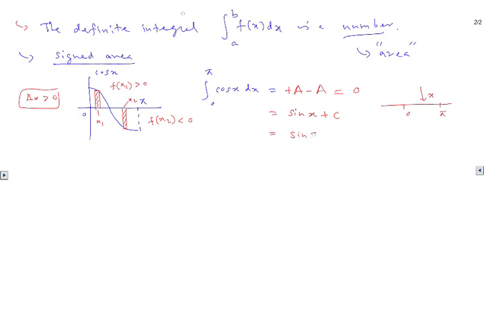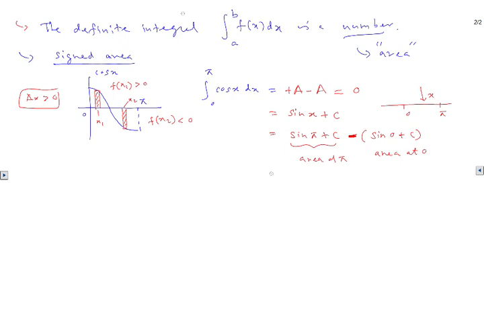So sine pi plus c. That's the area at pi. But you only need the value between 0 and pi, so you need to subtract the value at 0. So let's subtract the value at 0: sine 0 plus c. That's the area at 0. This is the area at pi, the total area. Once you subtract the two areas, you get the area between 0 and pi.